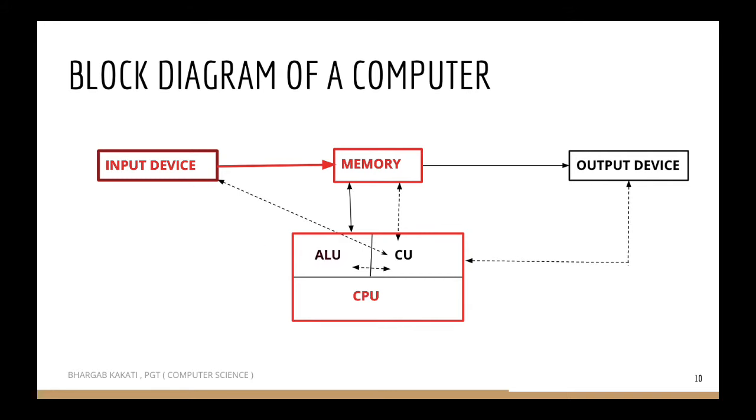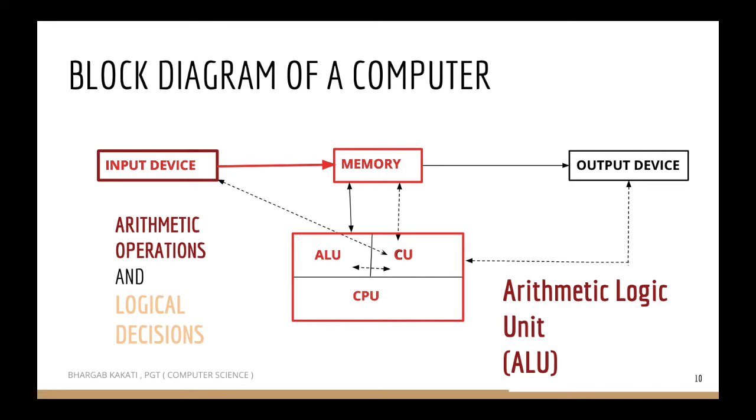The different parts of a CPU are, first, ALU, which stands for Arithmetic Logic Unit. Next is CU, which stands for Control Unit. Let's see the work of ALU in brief. The ALU is responsible for performing arithmetic operations like plus, minus, into, divide, etc. and taking logical decisions. Logical decisions means to check whether something is greater than or less than another thing, like comparison. All these are known as logical decisions.